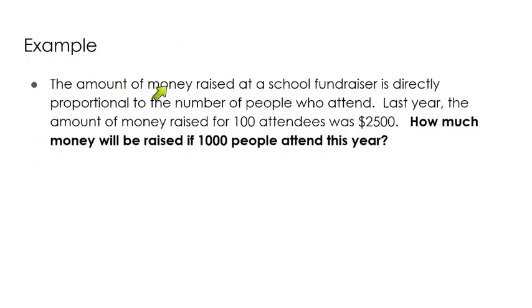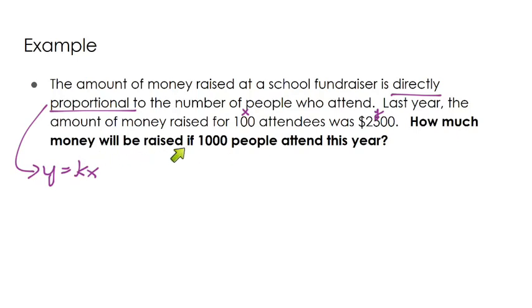So here it says the amount of money raised at a school fundraiser is directly proportional. There's our code word. Since we see directly proportional, we know we're dealing with a direct variation. In other words, we know we're dealing with a function in the form of y equals kx. It says last year the amount of money raised for 100 attendees was $2,500. So that 100 would be our x, and the 2,500 would be our y, because the amount raised would depend on the number of attendees. This is our dependent variable, that's our independent variable.